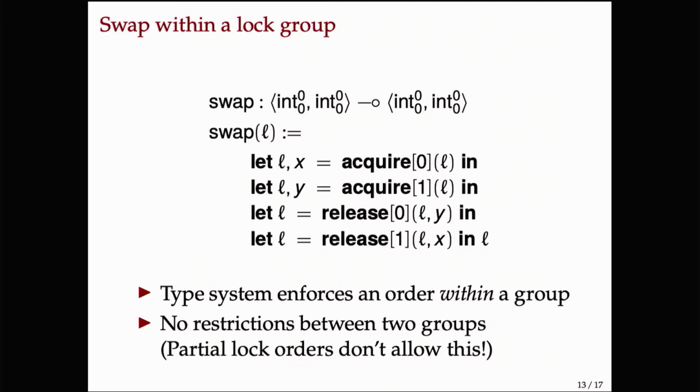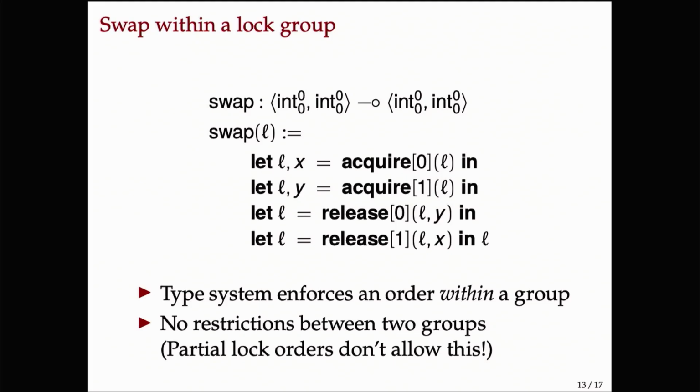Okay, so now we have another variation of swap, this time within a lock group. We indicate by the index which lock we want to acquire, but the type system now ensures that we acquire the zeroth lock first, and then the lock with index 1. But there is no acquisition order restriction between two lock groups. So if you have two lock group references, you are free to acquire them in any order.